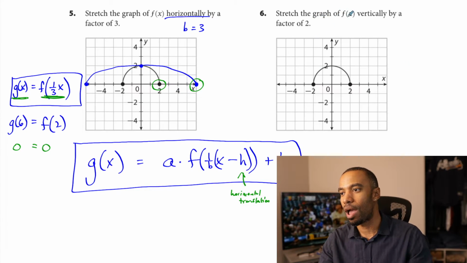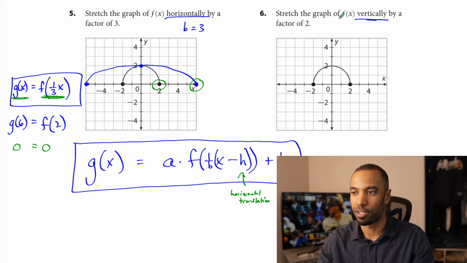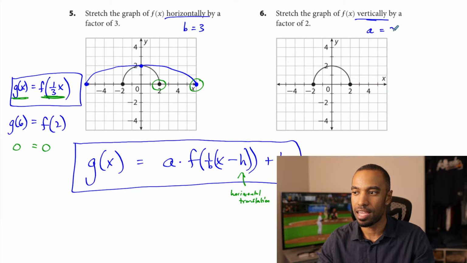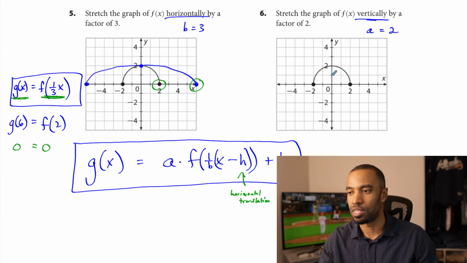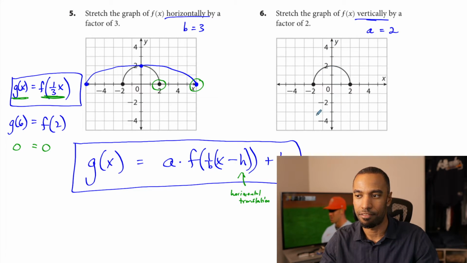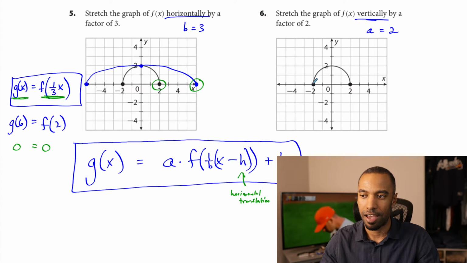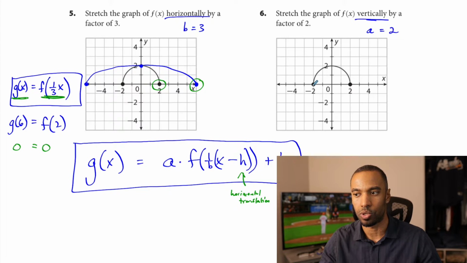All right, stretch the graph of f of x vertically by a factor of 2. Vertically, a vertical stretch is a equaling 2 here. This is something you'll see more often naturally with these graphs. So let's stretch everything by a factor of 2. This has to do with y values. So this y value is 0, so when I multiply it by 2, I still get 0. Nothing really stretches at this one individual point. Same with this one right here.